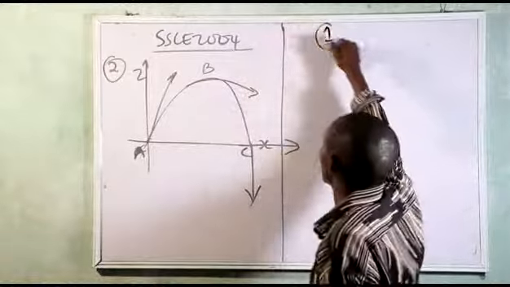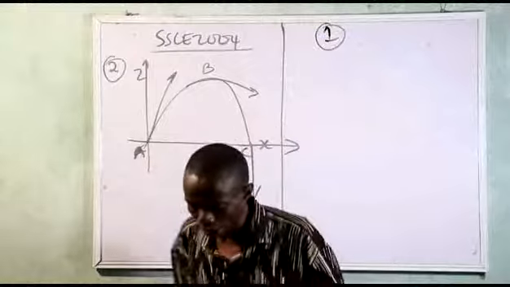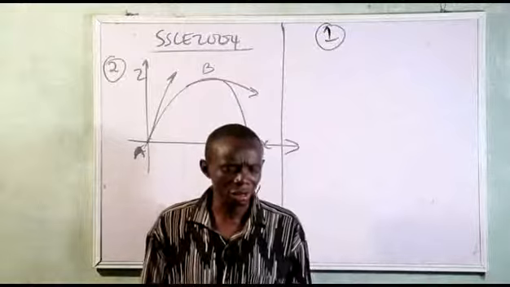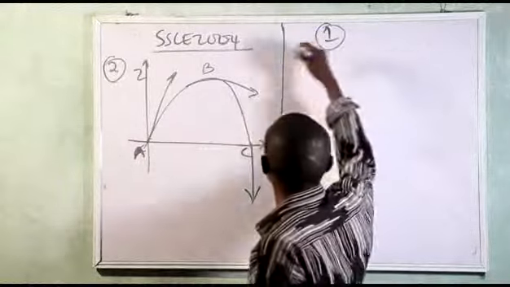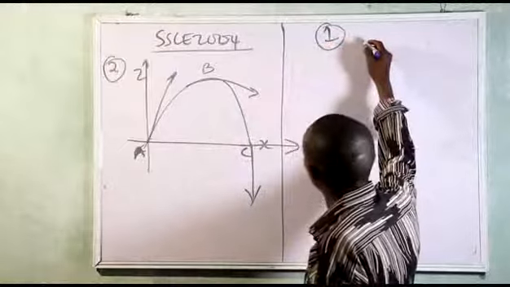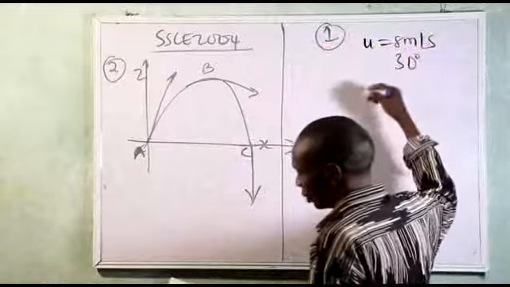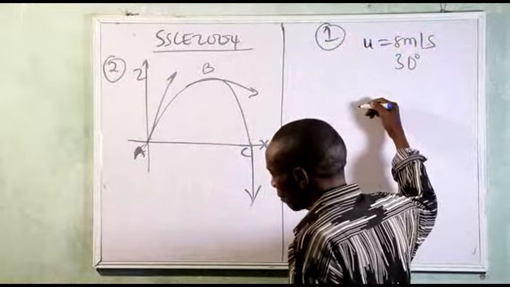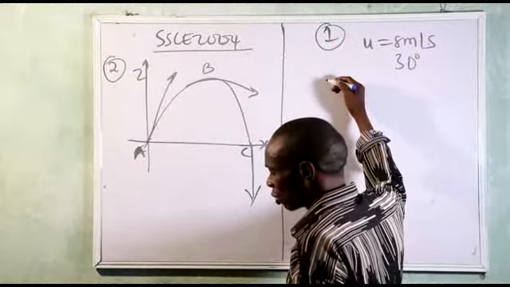Number 1 of the same question. In his first attempt, a long jumper takes off with a speed of 8 meters per second at an angle of 30 degrees. That's the first attempt. The second time, the angle is 45 degrees to the horizontal.